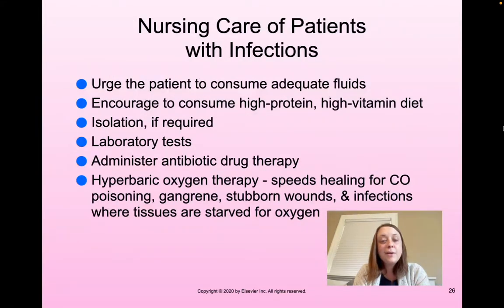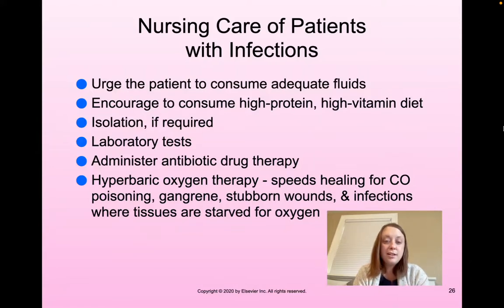When we get a patient with infection, we need to do certain things to care for them. We need to really be urging the patient to consume adequate fluids, because often they do have that sense of anorexia where they don't really want to eat or drink. So they often need encouragement to make sure they're hydrating appropriately. They also need encouragement to consume enough calories, particularly calories from protein, as well as vitamins, because those will all help them to heal and not to deplete the protein stores in the body during the healing process.